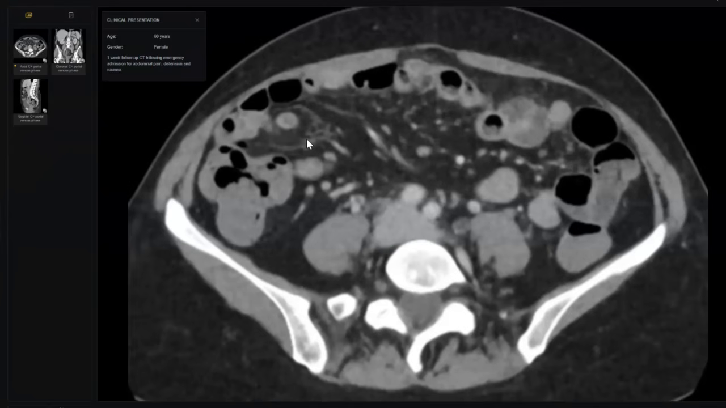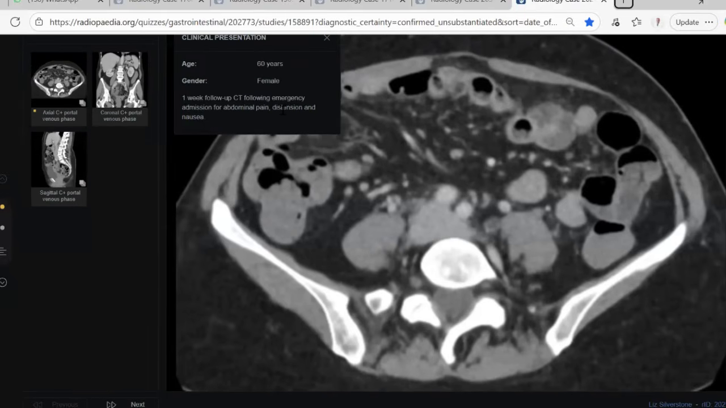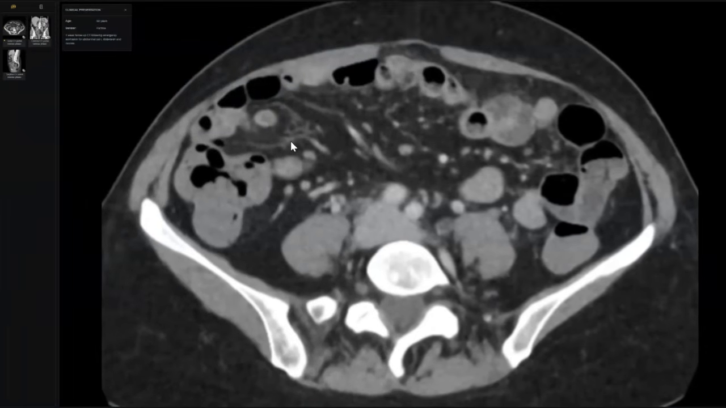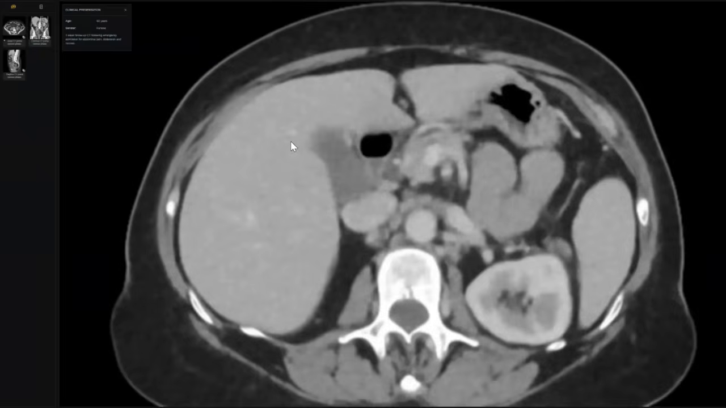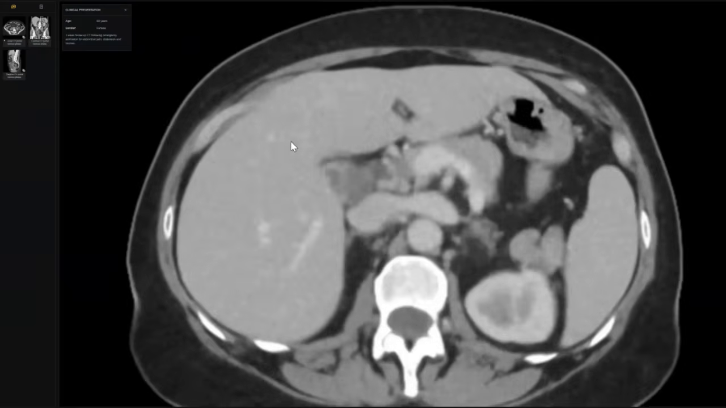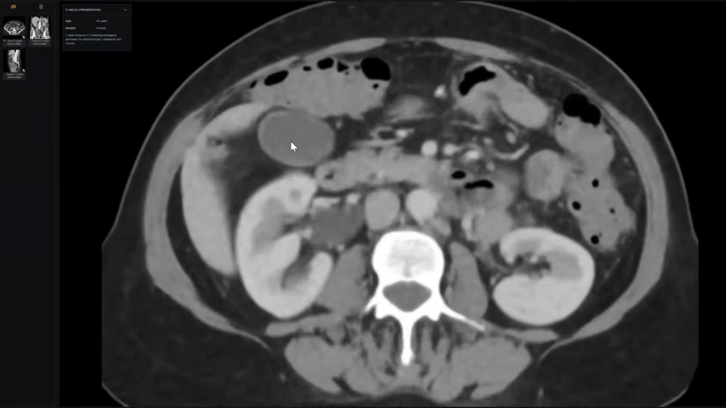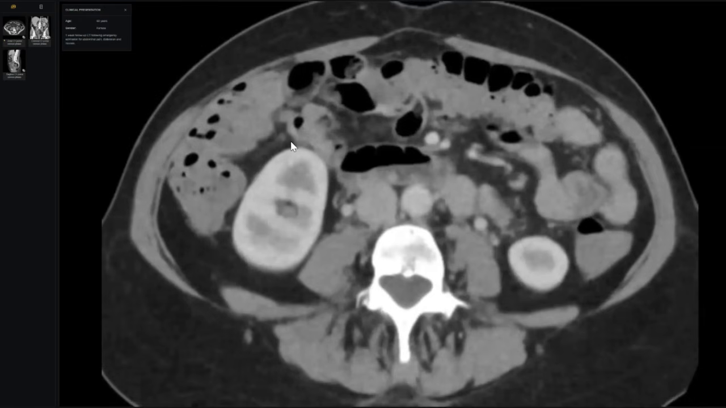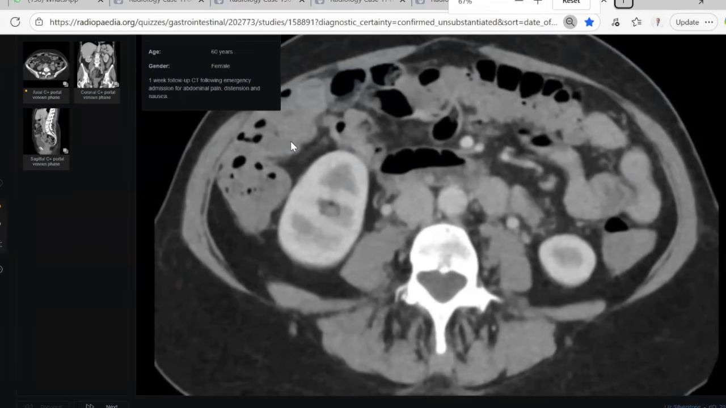This is a 60-year-old female patient, 1 week follow-up CT following emergency admission for abdominal pain, distension and nausea. Can you request control? Can you scroll for me, sir? So I'm presented with a post-contrast CT of a patient who presented with nausea and distension after emergency admission. I'll scroll through the images and I'll convey my findings.